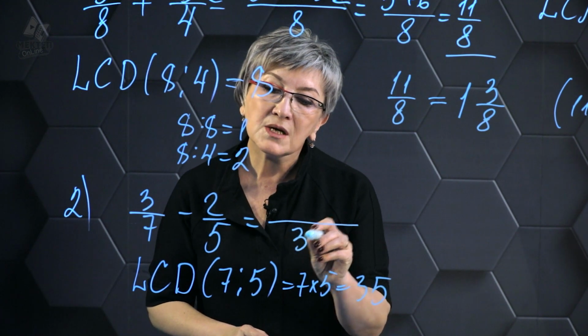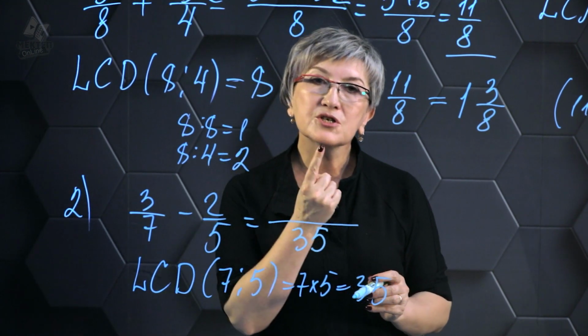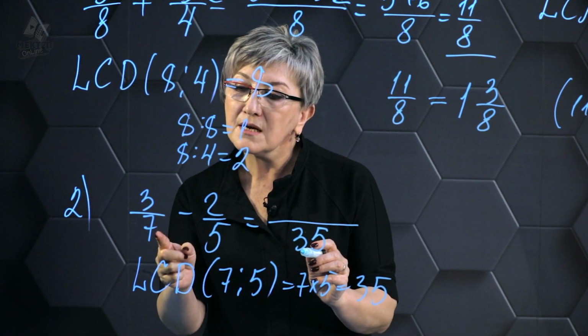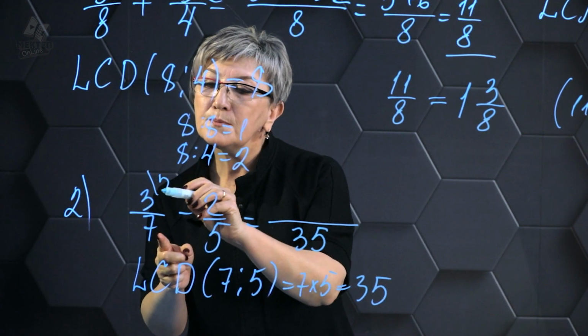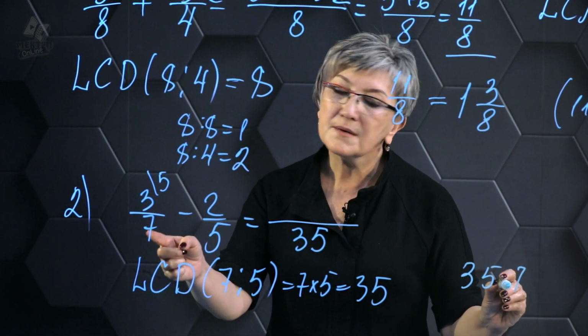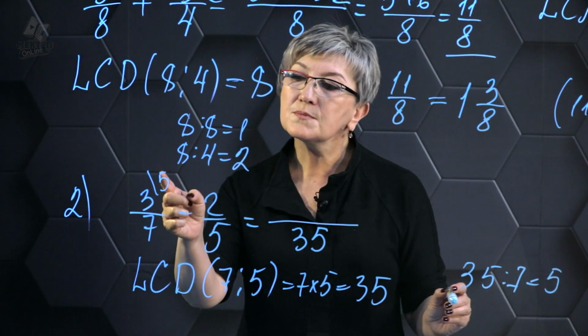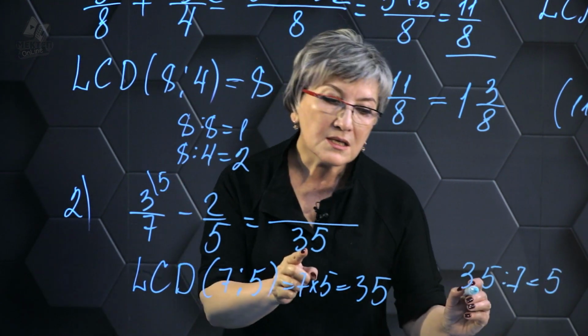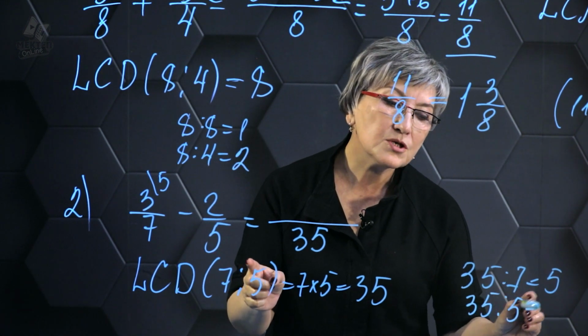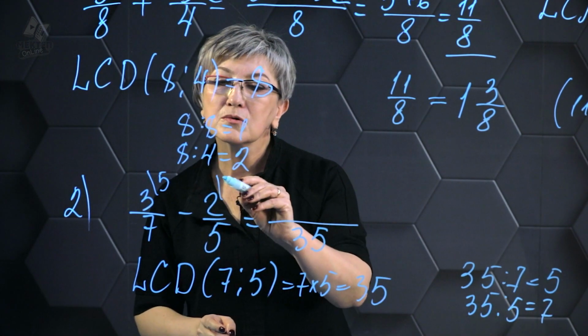All right, I have a denominator of 35. This is the first step. Step 2, I divide 35 by 7. I am obtaining a result of 5. So I wrote down this 5. Next, 35 divided by 5, and we end up with a 7. I am writing down the 7 here.